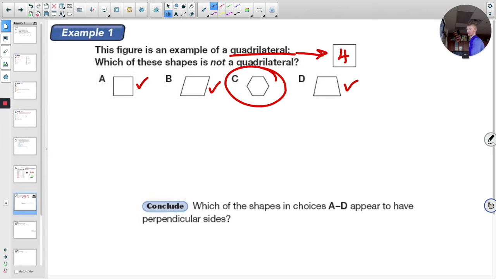Which of the shapes in choices A to D appear to have perpendicular sides? Perpendicular, remember from last lesson, goes like that. A has perpendicular sides. B does not. C does not. D does not. So just A. A would be the only one.